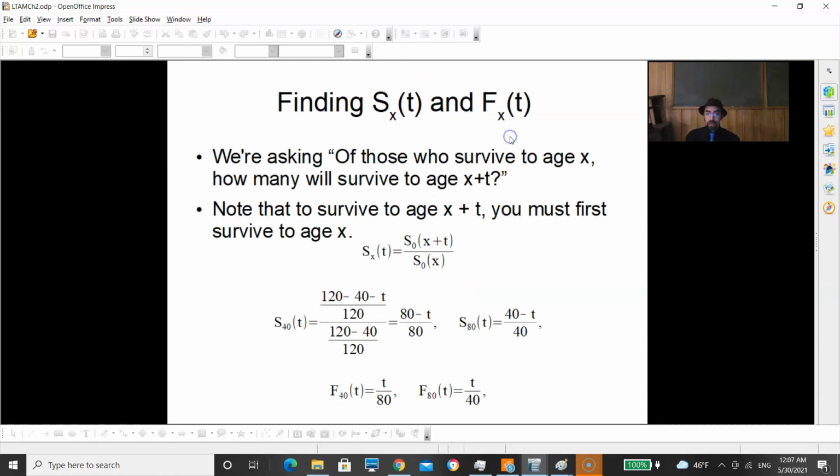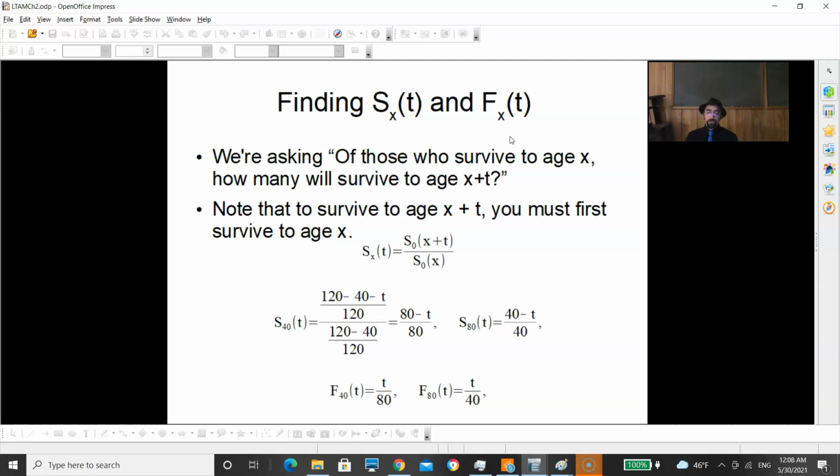Okay, simple enough. Now that we have that, we can find S sub x of t, and by extension, big F sub x of t. For S sub x of t, we're saying of those who survive to age x, how many will survive to age x plus t? Notice that to survive to age x plus t, you must first survive to age x. So that will be S sub 0 of x plus t divided by S sub 0 of x. So algebra happens, we get that S sub 40 is 80 minus t over 80. S sub 80 is 40 minus t over 40.